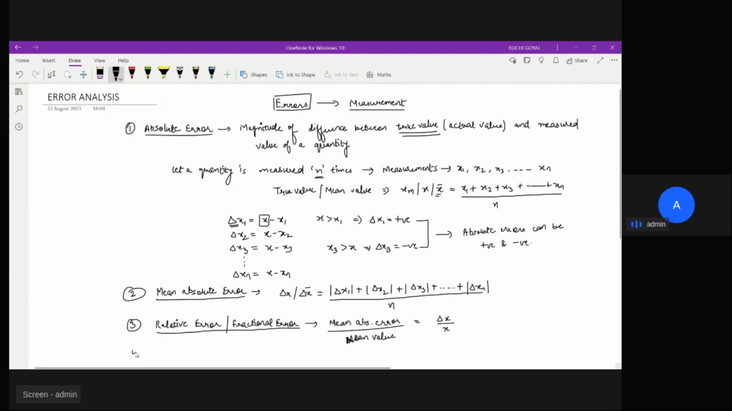Now the fourth one is percentage error. As the name suggests, it is the fractional error multiplied by 100. How do we calculate a percentage? Multiply by 100. So it will be delta x by x multiplied by 100. Okay, so these are all the types of errors.